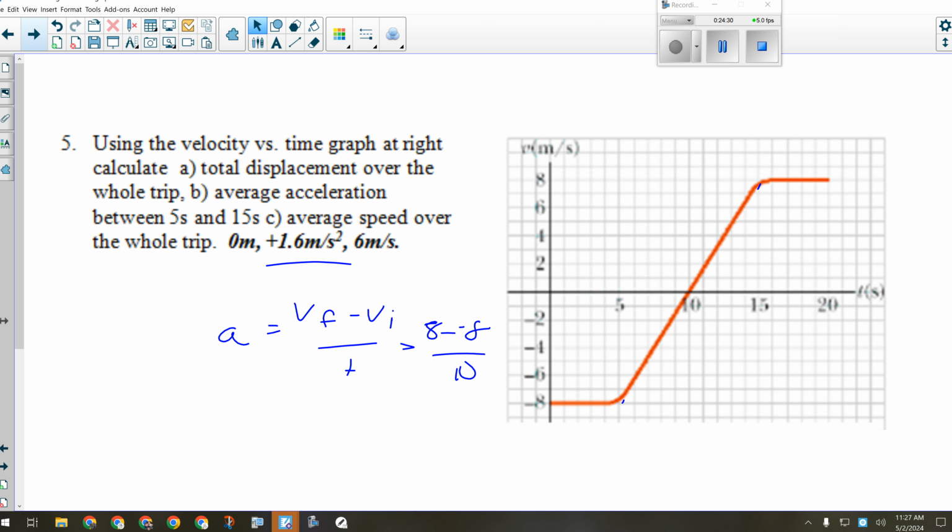All right, average speed over the whole trip. I've got to do two simple things there: this box and that triangle. 8 times 5 is 40. 8 times 5 over 2 is 20. Those two are exactly the same. 60 plus 60 is 120. Divide that by the 20 seconds, and you've got 6 meters per second.